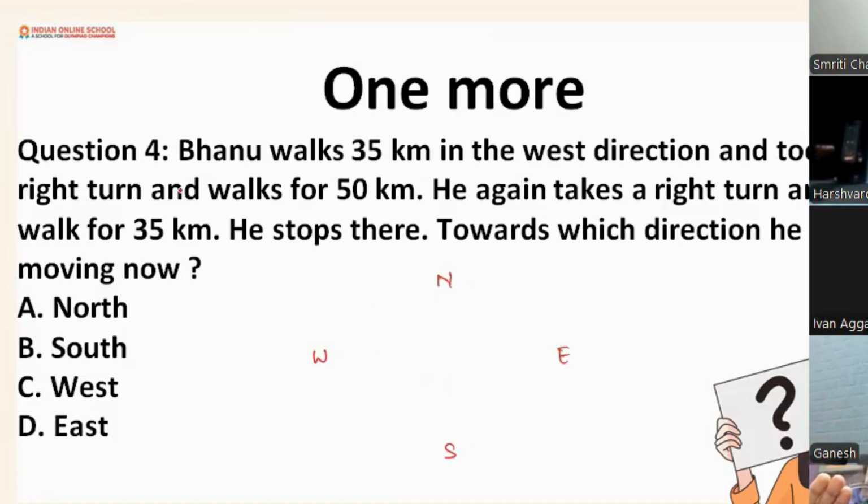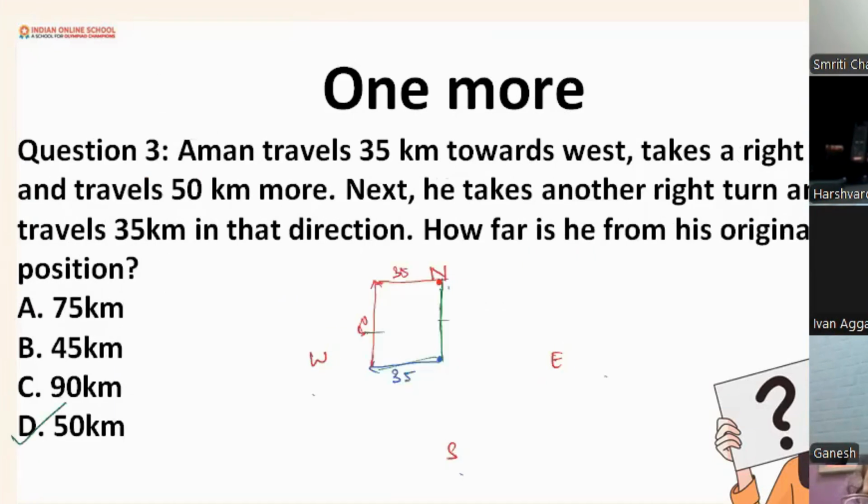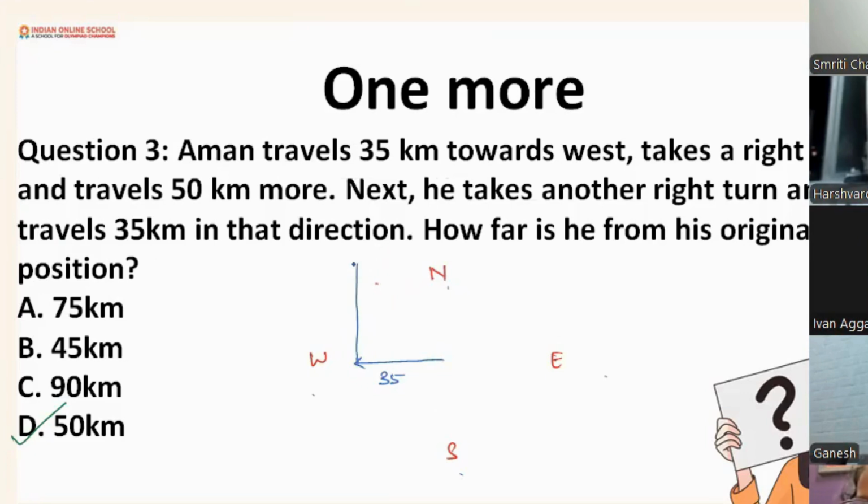Ma'am, I could not understand the previous question. Okay. Which point haven't you understood? See, so first he travels towards west and covers 35 kilometers. Correct? Then he turns right, which means in the north, and he walks for 50 kilometers. Correct? And from there, he takes another right, which means in east direction only, and he covers 35 kilometers, which means this direction and this direction need to be the same.